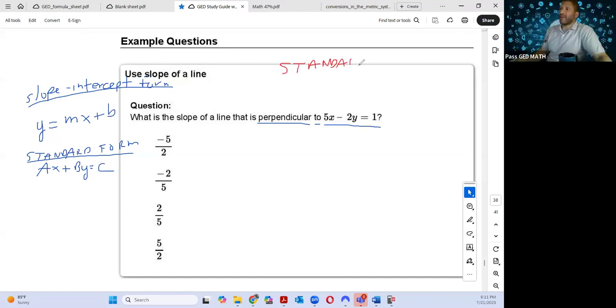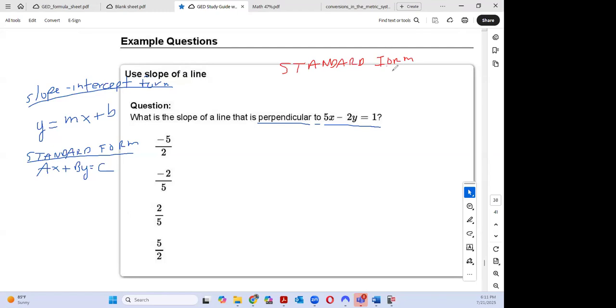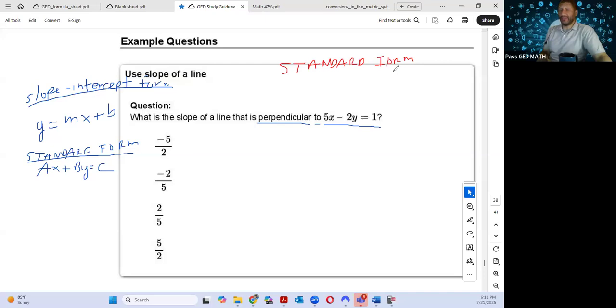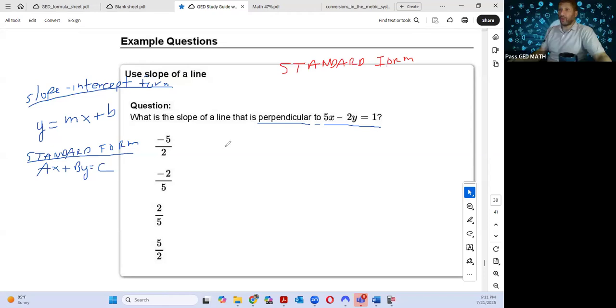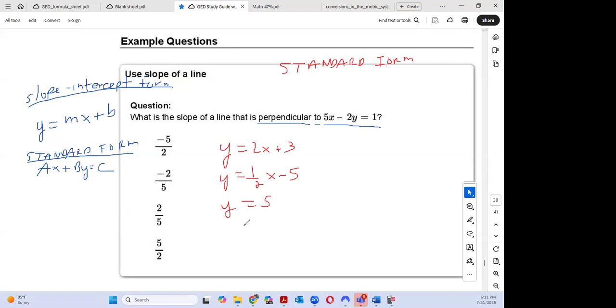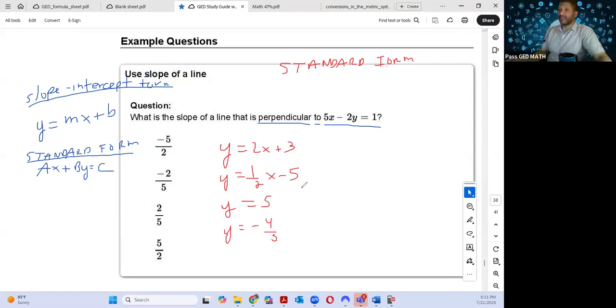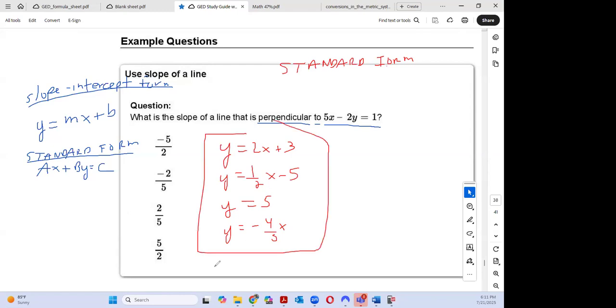So let me ask you a question. Why did it take so long for people to answer that? Are you not sure what slope-intercept form and standard form are? Sometimes I just have to look at it real good. Well, I can tell you slope-intercept is easy. y equals. So y equals 2x plus 3. y equals 1/2 x minus 5. y equals negative 4/3 x. These are all slope-intercept forms.